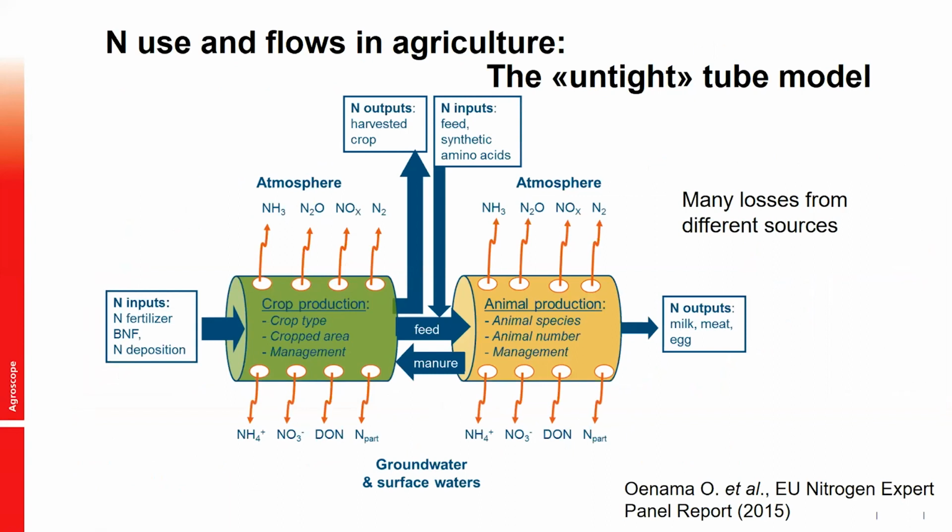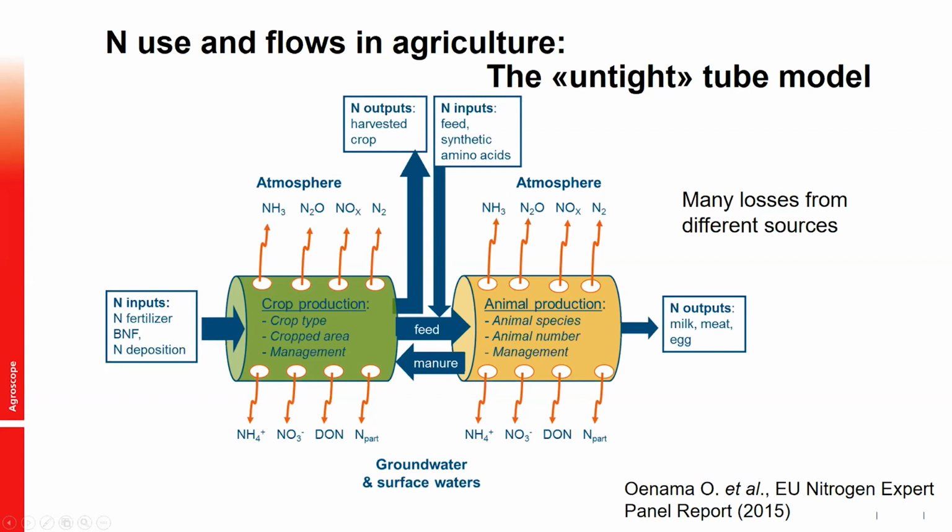So to fetch you a bit and then shortly say something about nitrogen use and flows in agriculture, I want to introduce you to this untied tube model, which was developed or established by Enema and colleagues in the EU nitrogen report. And here agriculture is shown as a tube system, we can say.